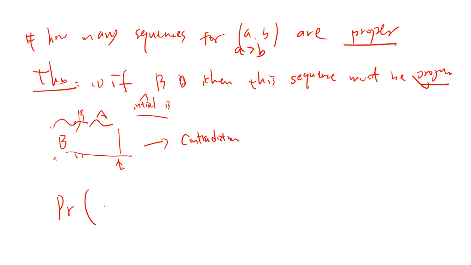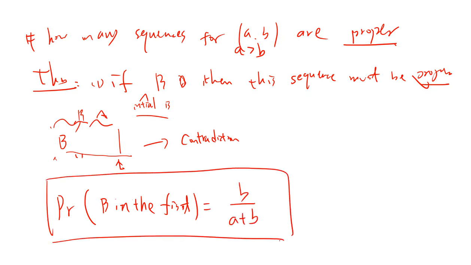So we can calculate the probability that B is in the first place. This is just B divided by A plus B. This is trivial, right? Because in the first position, we have B possible ballots for B, and the total is A plus B. So for B to be here, it's just B over A plus B. So this is the probability.